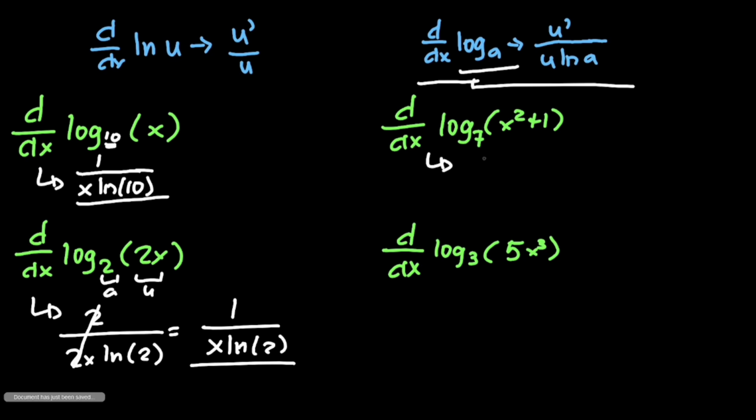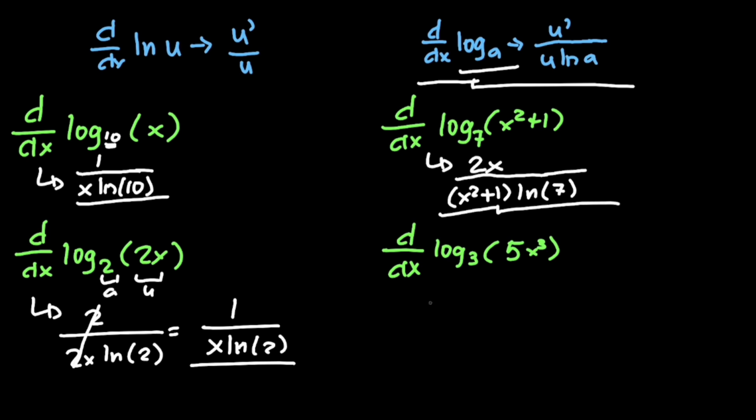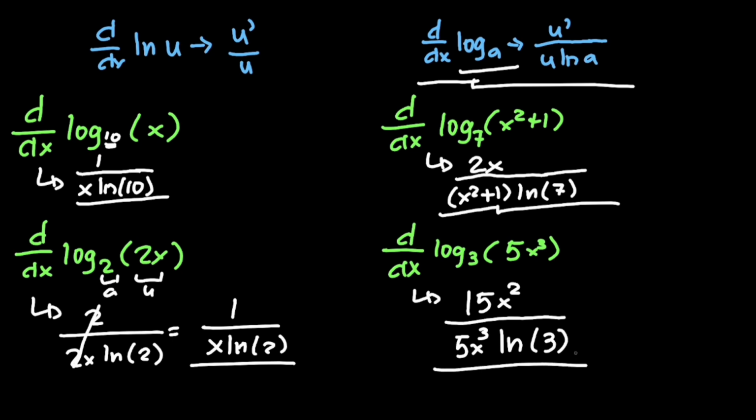The derivative of logarithm of x squared plus 1 with the base of 7 is 2x over x squared plus 1 multiplied by the natural logarithm of 7. The derivative of logarithm of 5x cubed with the base of 3 will be 15x squared over 5x cubed multiplied by the natural logarithm of 3.